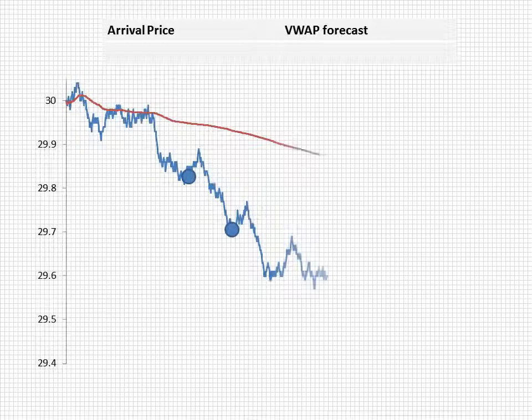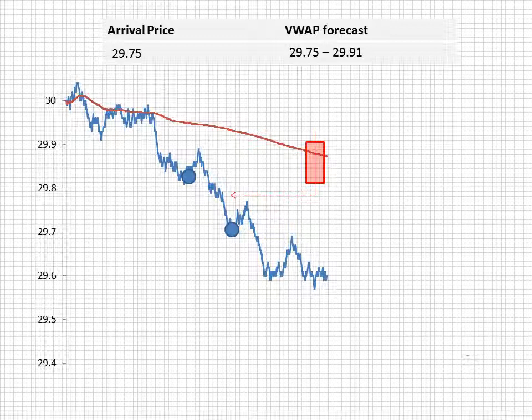As we continue to see the market price trading lower, we see the downward adjustment in the VWAP forecast to 29.75. This is equal to our arrival price of the parent order at 29.75. It's at these levels that we need to begin to mitigate the downside risk when the arrival price is equal to the VWAP forecast. The bearish trend continues, and the threat is that the arrival price will continue to be above the VWAP forecast as the VWAP forecast is adjusted lower.